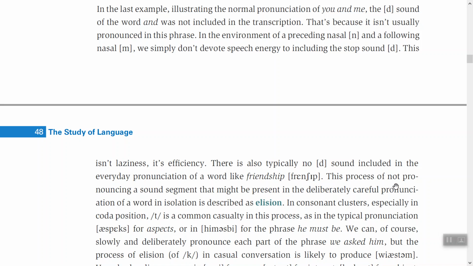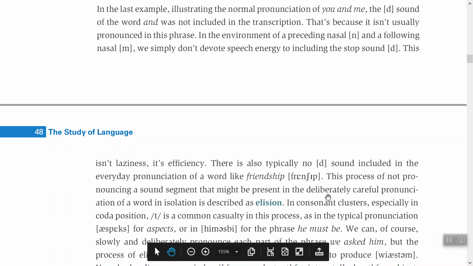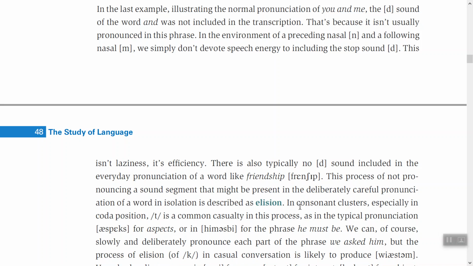This is a process of not pronouncing a sound segment that might be present in the deliberately careful pronunciation of a word in isolation, described as elision. This is the definition of elision. Deliberately, okay? Not undeliberately. Deliberately, purposely, intentionally. You intend not to pronounce this sound.